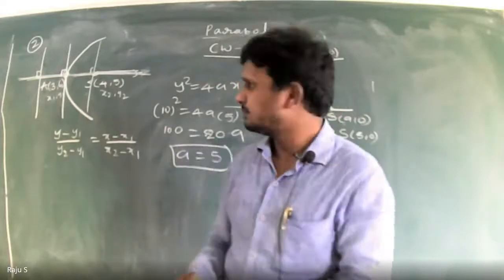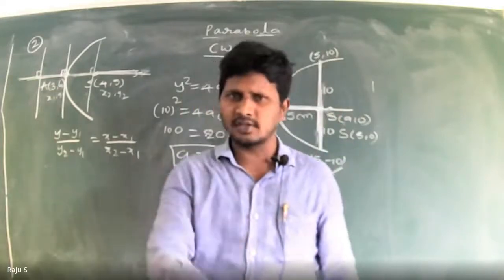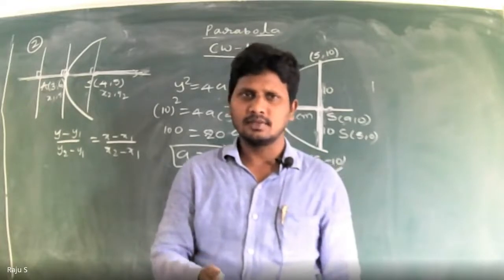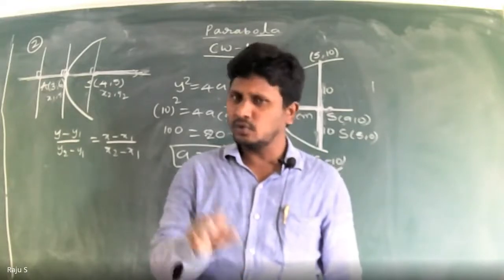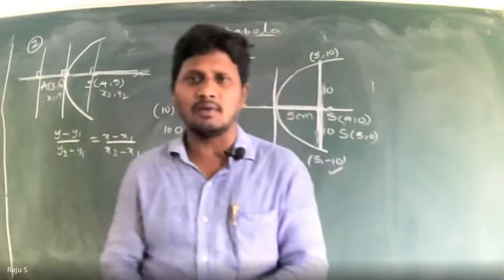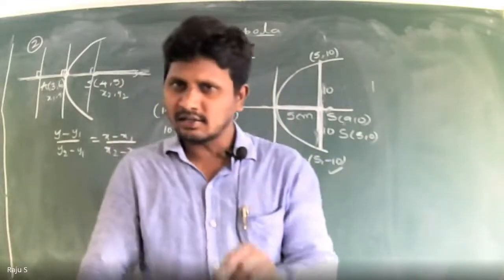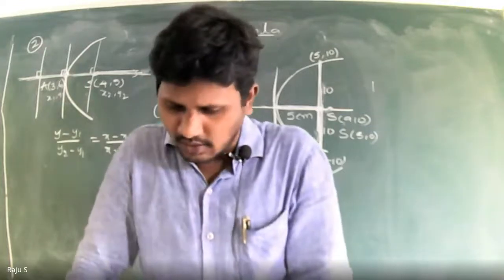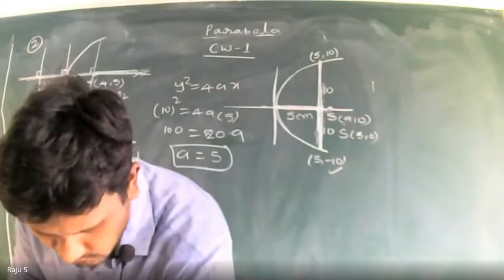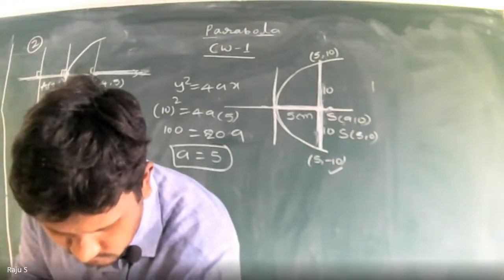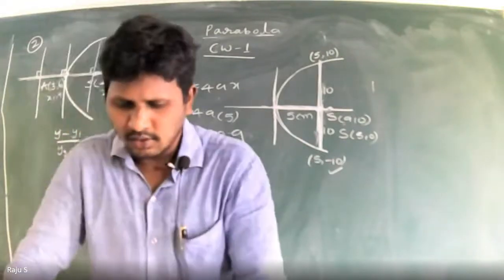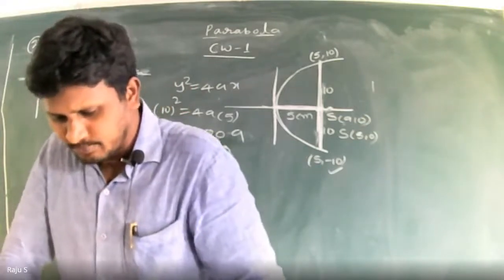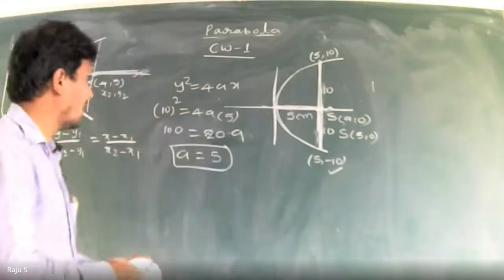Also, whatever options are given, you can use option verification, the trial and error method. Substitute the given points in the given options, and whichever option satisfies the 2 points is the equation of the axis of the parabola. Then the third question is, if the focus and directrix of a parabola is 3 comma minus 4.